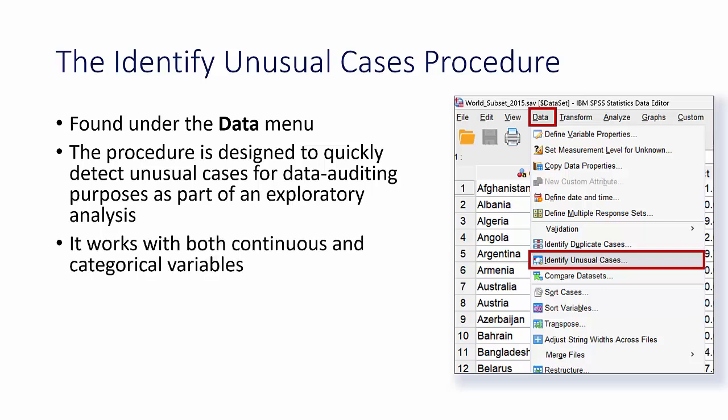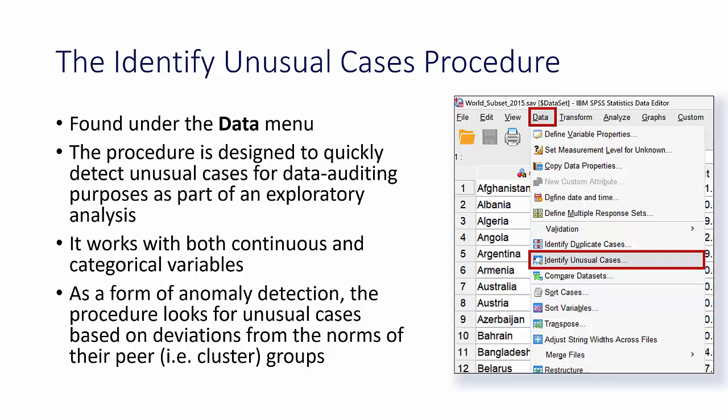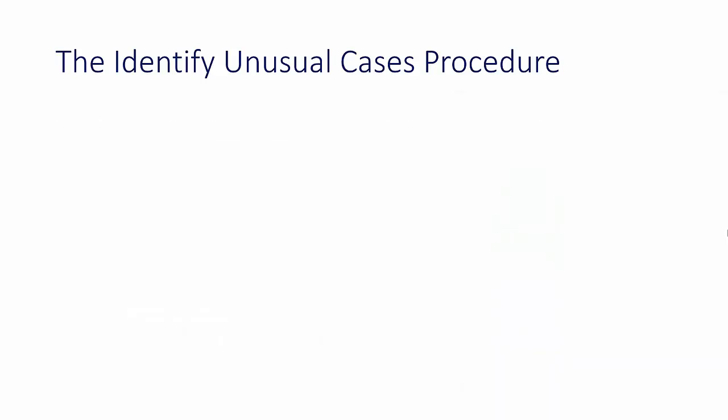It works with both continuous and categorical variables, and as a form of anomaly detection, the procedure looks for unusual cases based on deviations from the norms of their peer groups. The peer groups are effectively a type of cluster group. So this procedure performs a type of cluster analysis in order to detect deviations from the norms of those clusters or peers.